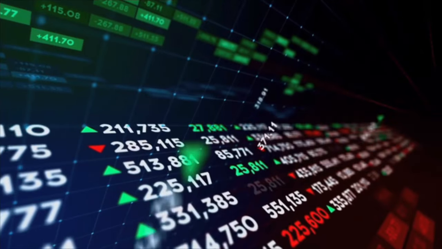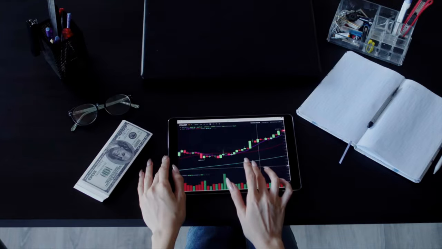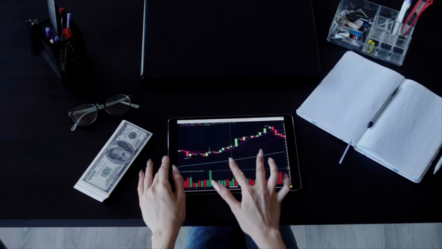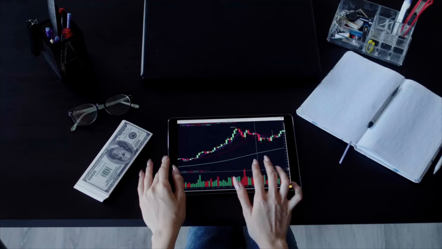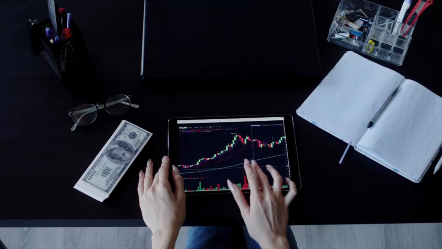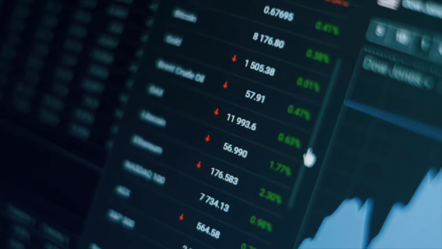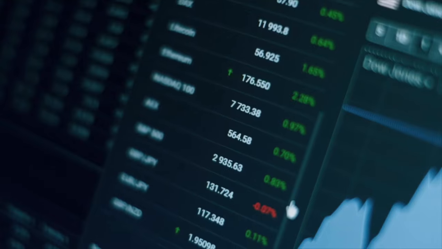The concept of supply and demand. At the heart of every market lies one simple law. When demand exceeds supply, prices rise. When supply exceeds demand, prices fall. If millions of people want to buy Apple stock because they believe in the company's future, the price goes up. If they lose confidence, the price drops. Trading is in many ways a reflection of collective human belief.